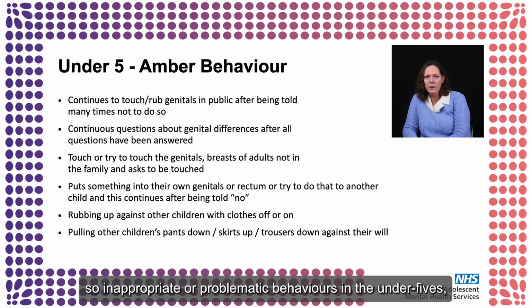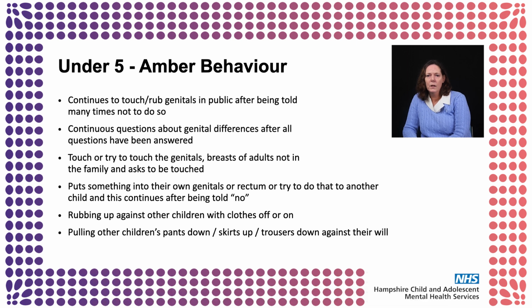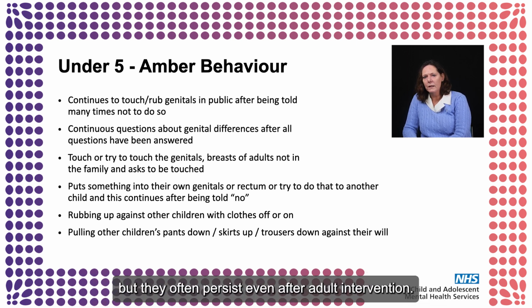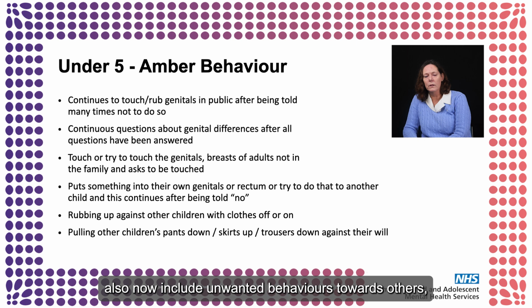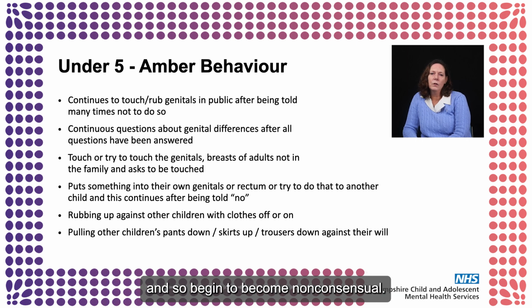Amber behaviours, so inappropriate or problematic behaviours in the under 5s. These behaviours can be similar to those in the green section, but they often persist even after adult intervention. Some of these behaviours also now include unwanted behaviours towards others, and so begin to become non-consensual.